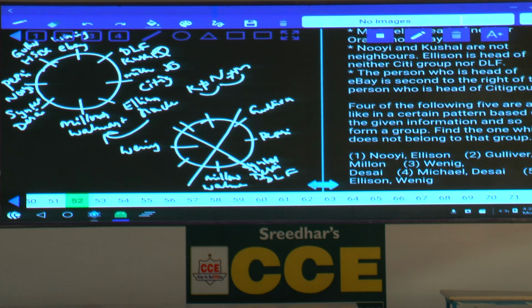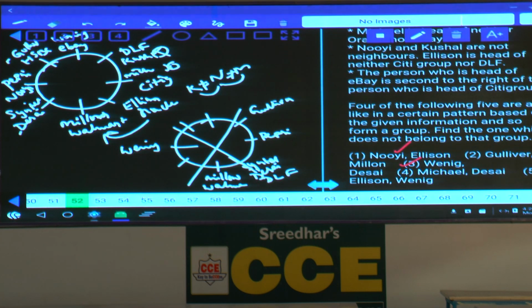As 2 persons is common in all these, we need to check the left hand side and the right hand side. Nui and Ellison: Nui is third to the left of Ellison. Gulliver and Millen: Gulliver is third to the left of Millen. Wenning and Desai: Desai is third to the right of Wenning. In the first two it is third to the left, here it is third to the right.